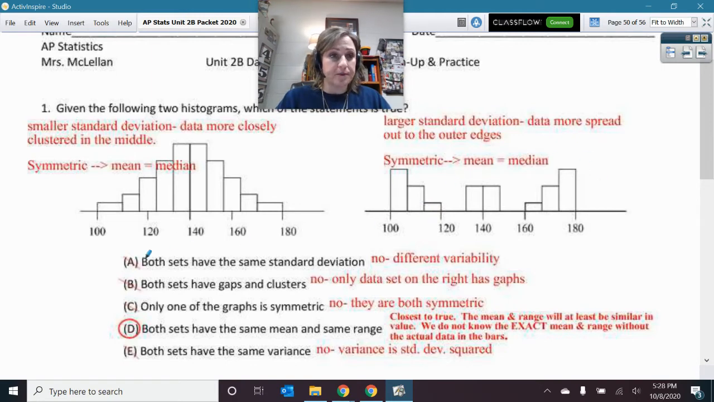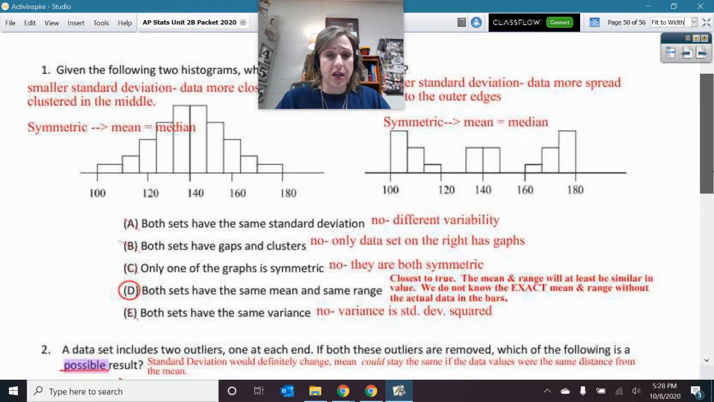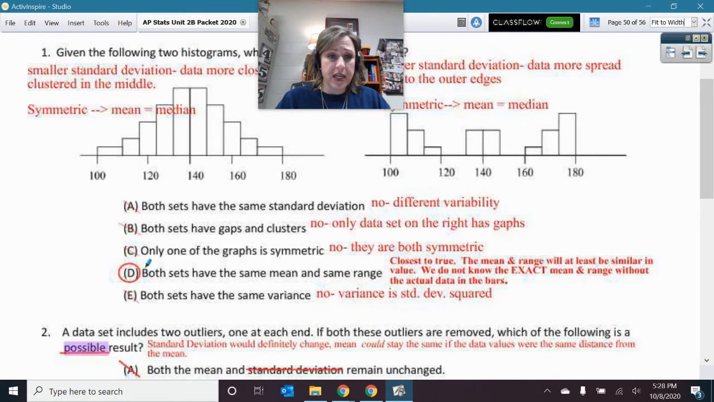All right, now, so here we go. They don't have the same standard deviation, and only one data set doesn't have the gaps. They are both symmetric. They do have the same mean because they are both centered in that same place. Think of it like a teeter-totter. Where do they average out? If you had weights, they'd have equal weights on either side of this line in the middle. And they have the same range. They do not have the same variance.